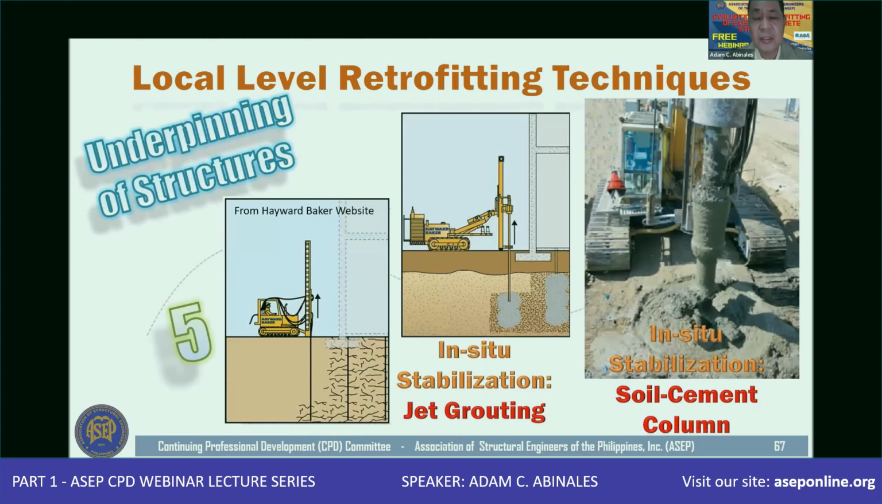And this is what we know as ground improvement, wherein you want to increase the bearing capacity of the underlying soil. So sometimes you can do it. Of course, if you have an existing building, then you can only do it either with jet grouting or soil cement column.